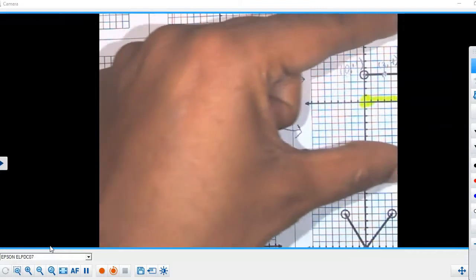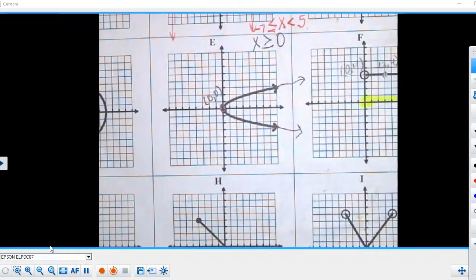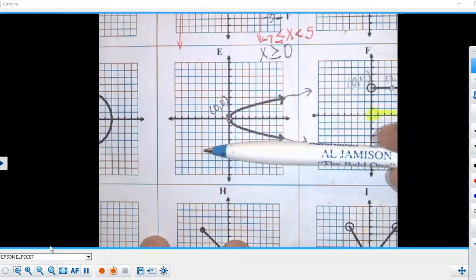This thing's going to keep growing and increasing in the x direction. Hope that makes sense. Okay, now, this one's a little trickier. When I think of the y values, I look from the bottom upward.